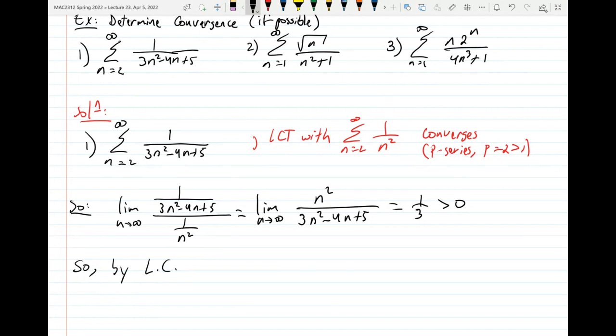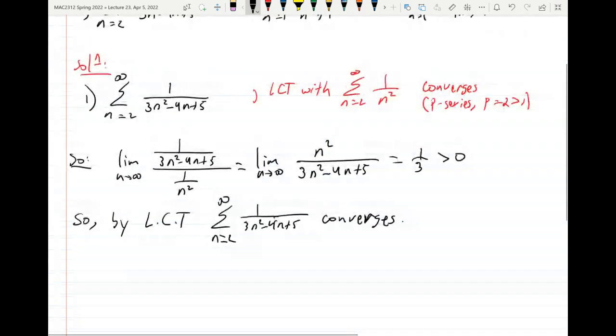So by the limit comparison test, our series converges. Why? Because we know that the other one converges, and because they behave the same, then this one has to converge. Do you understand this? Questions?